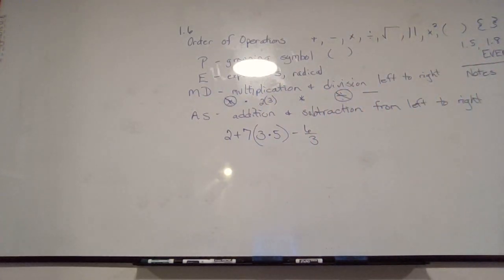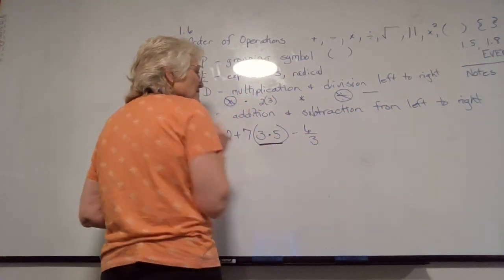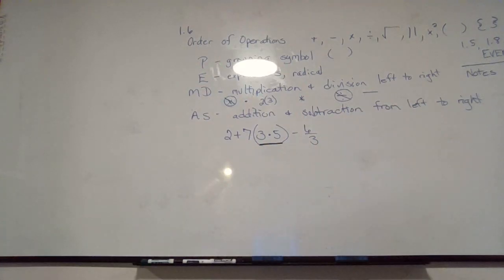Looking at our order of operations, we're looking for parentheses. So what are we going to do first? Yes, we're going to do 3 times 5. We must do this set of parentheses first. When you're learning this, a good way to do it is to underline the thing you're doing first.